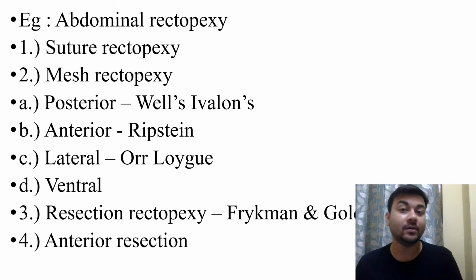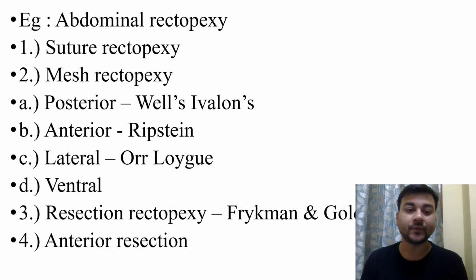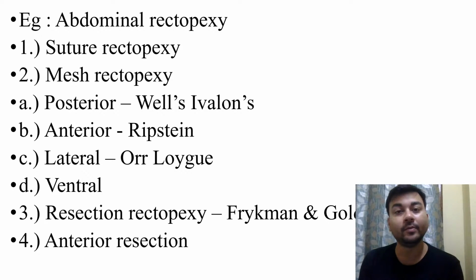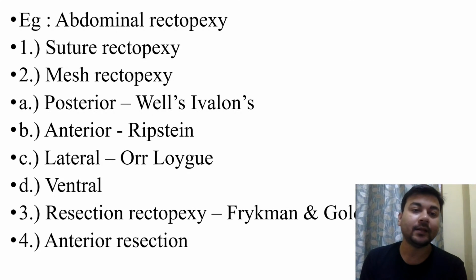Now these procedures are done by laparoscopic approach also. Okay, so abdominal rectopexy can be done by open approach, can be done by laparoscopic approach also. Now they can ask you whether Ripstein mesh rectopexy is anterior, posterior, lateral. So it's anterior. Wells rectopexy is posterior and Orr-Loygue rectopexy is lateral. Now there are other types of rectopexy, that is resection rectopexy. Okay, it is also known as the Frykman-Goldberg procedure. And then there is anterior resection procedure for rectal prolapse.